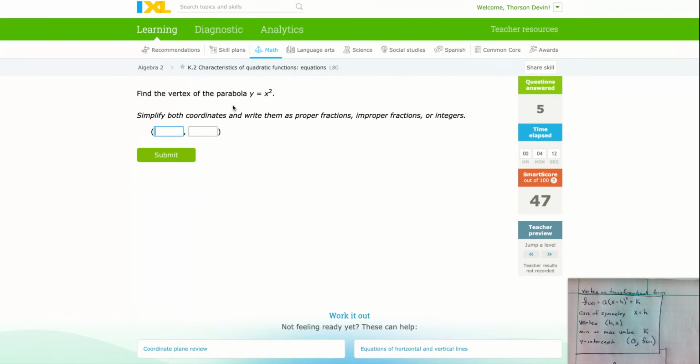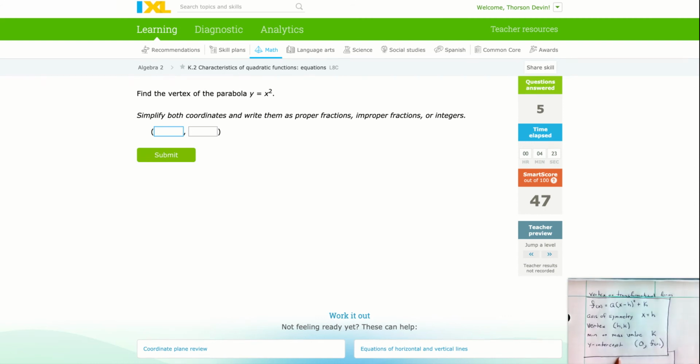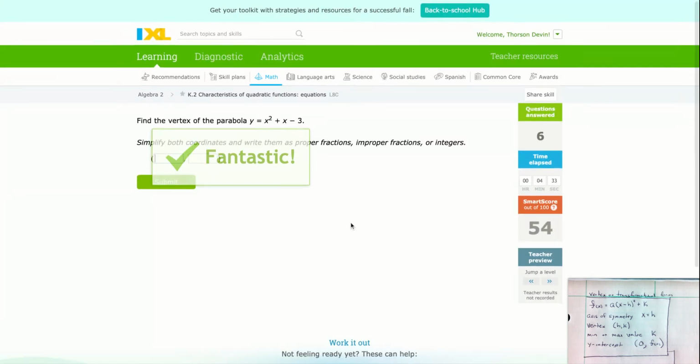Again, here, find the vertex of the parabola. This is just the parent function, which opens right at 0, 0, going upwards. But again, we could think of both. I'm not adding or subtracting anything to the x, so my line of symmetry is at x equals 0. Plug in a 0, and my k value is also 0. My vertex is 0, 0.